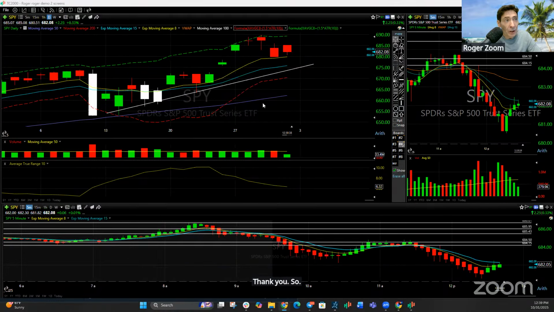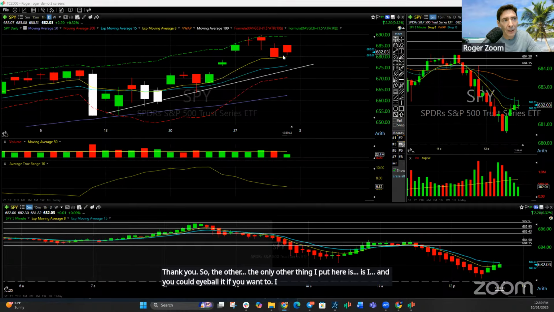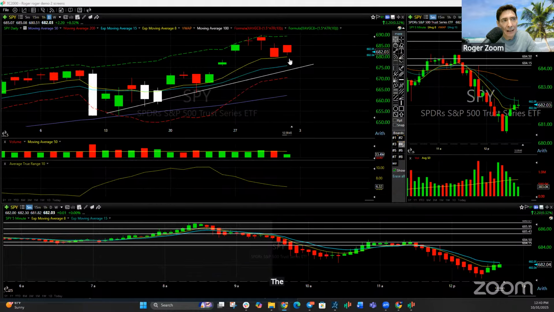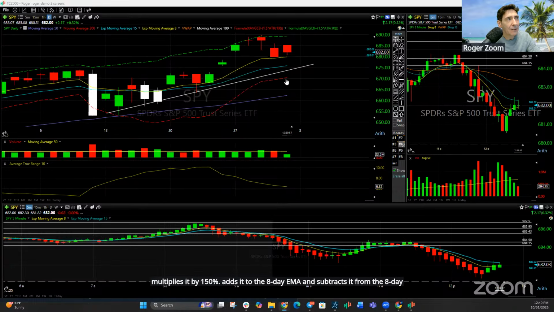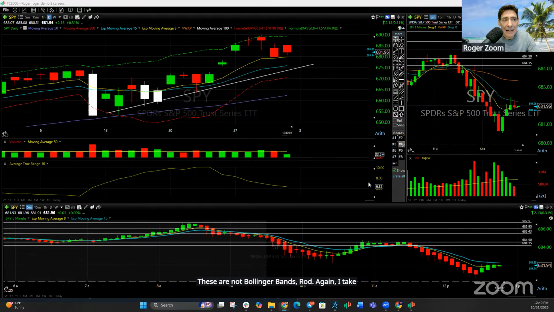So the only other thing I put here, and you could eyeball it if you want to, is a formula that takes the 8-day EMA and the average 10-day ATR, multiplies it by 150%, adds it to the 8-day EMA, and subtracts it from the 8-day EMA. These are not Bollinger Bands, Rod. Again, I take the 10-day ATR, multiply it by 150%, and add it to the 8-day EMA, and subtract it from the 8-day EMA.